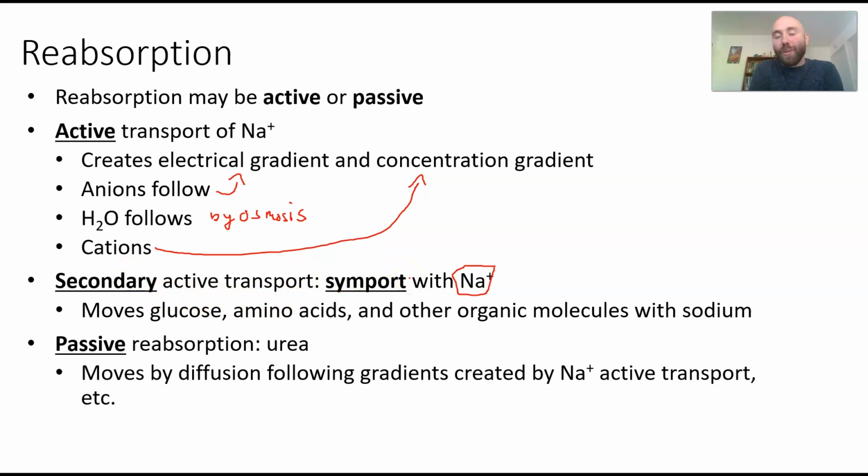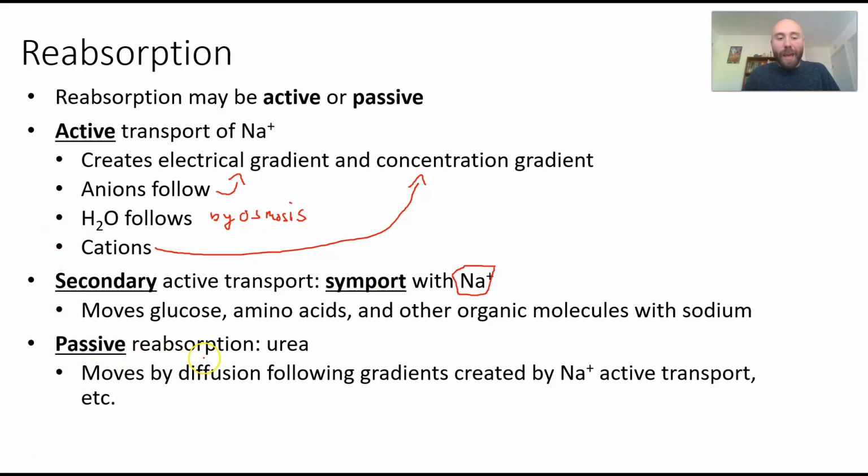And this is going to be done with a channel that's a symport with sodium. So as sodium is being moved across, that concentration gradient is going to drive the movement of glucose with it, drive the movement of amino acids with it, drive the movement of organic molecules with it. So by using energy to move sodium, we are going to help move other organic molecules with that sodium.